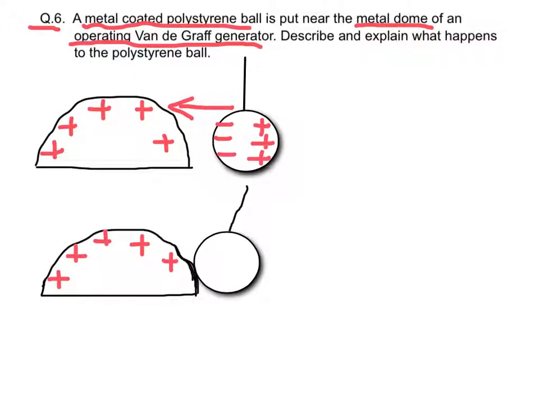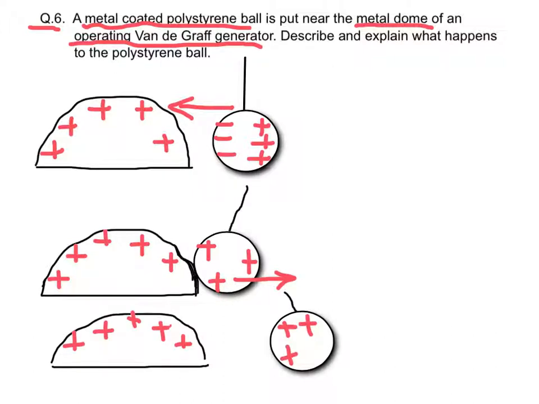When the polystyrene ball touches the metal dome, sharing of charges occurs, and the polystyrene ball is charged positively. As a result, the polystyrene ball is repelled by the metal dome. Finally, the polystyrene ball remains repelled.